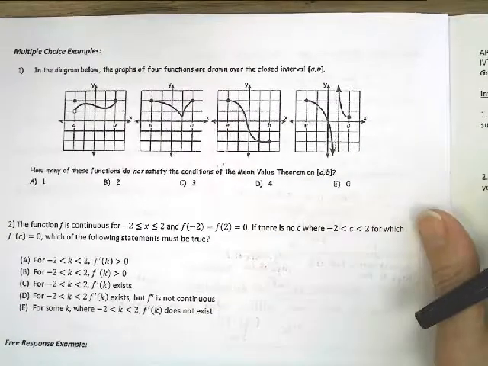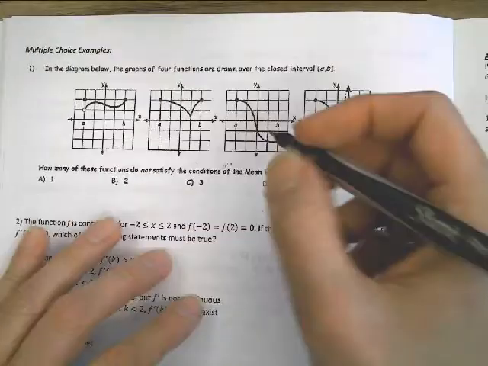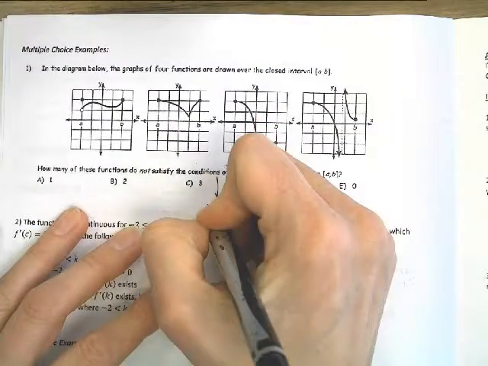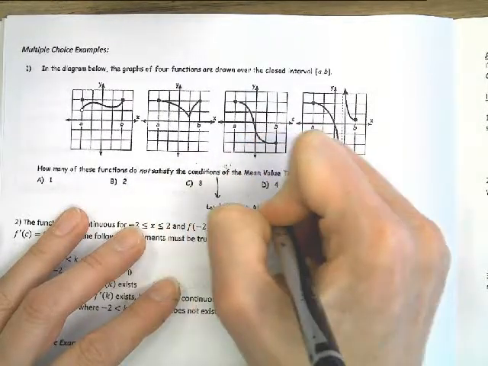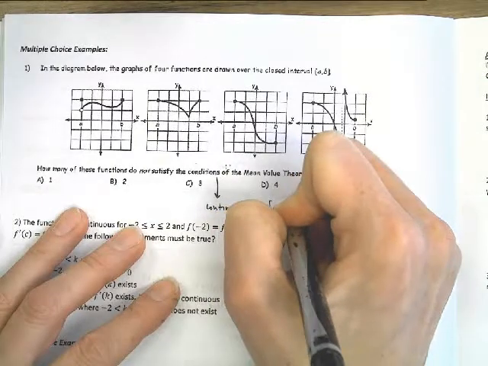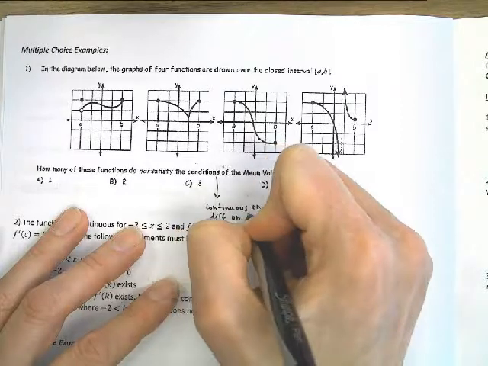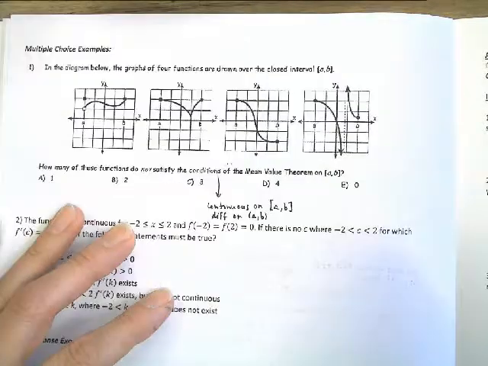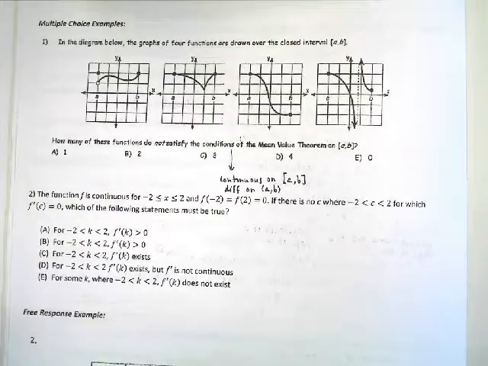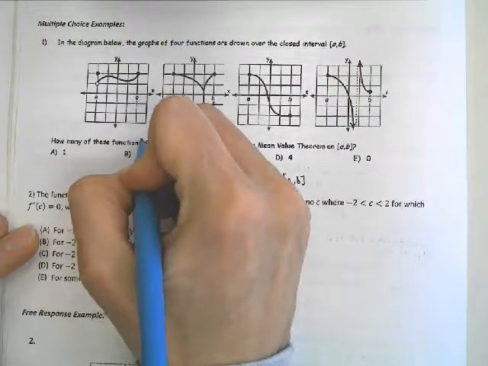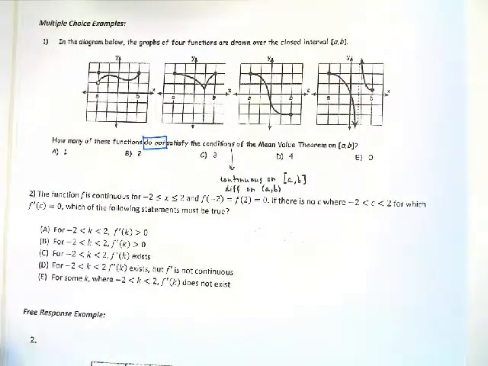So if I go back here, let me make a note again. The conditions were continuous on the interval from a to b, and then differentiable at every interior point of that interval. So let's see how many do not. And again, it's always really important to make sure you're answering the question they asked. Here it's how many do not satisfy it.